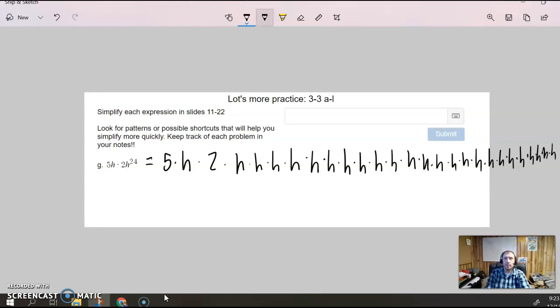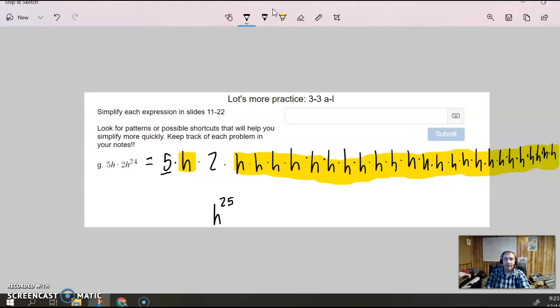So let's just start with the h's. How many do I have total? I have 1 here, and I have 24 here. 1 plus 24 is 25 h's. So I have h to the 25th. Let me make that a little cleaner. Sloppy 5.